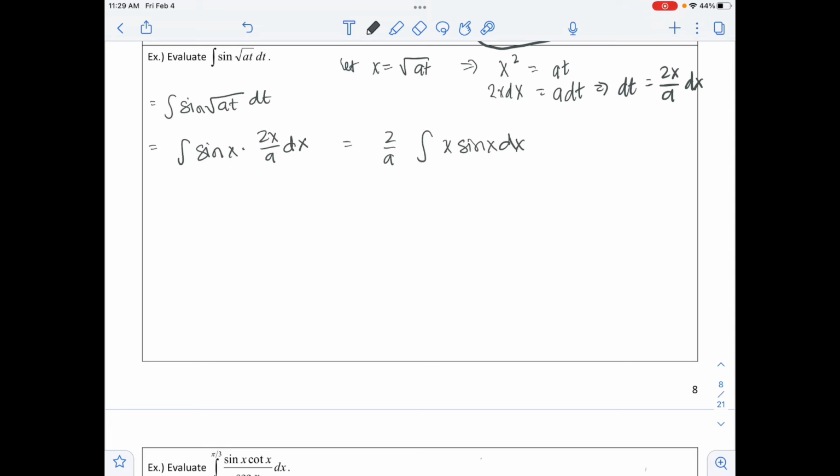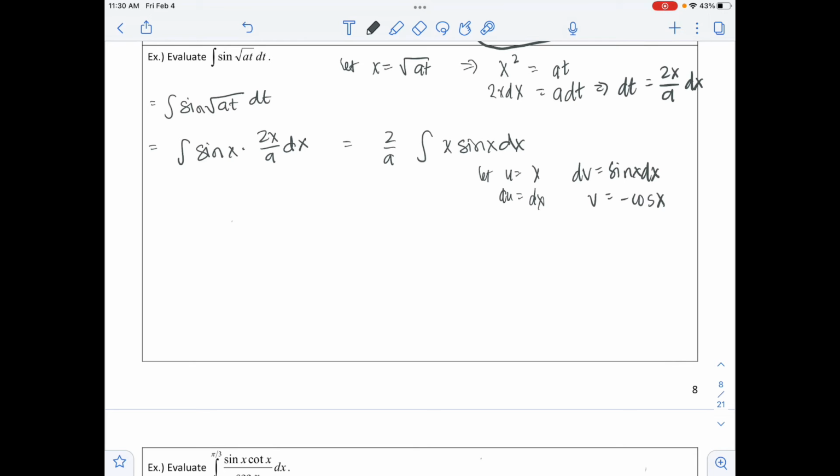And so for this problem, I have two parts. I have a trig part and I have a polynomial part, so I'm going to try integrating by parts. Doing that, I'm going to let u equal x, and dv is going to equal sine x dx. So differentiating both sides for the first part, I get du equals dx, and then integrating both sides, I get v is equal to negative cosine of x.